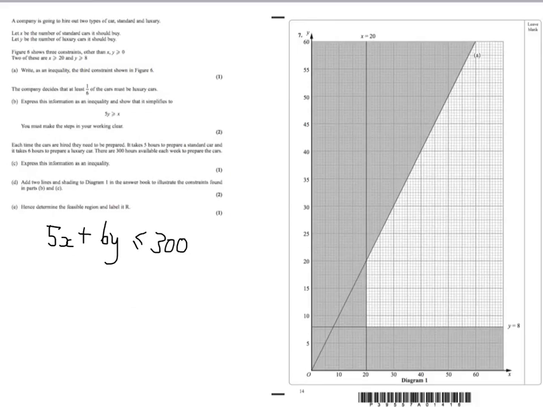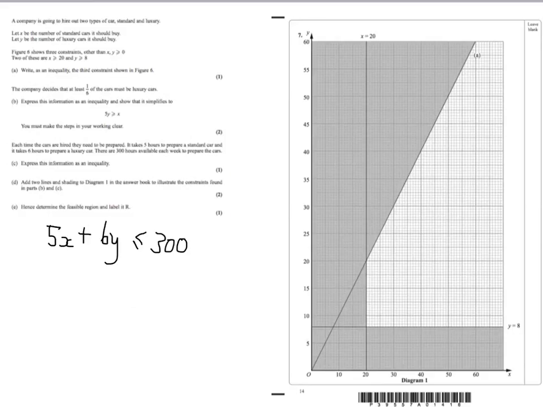Now, we've got to go on to the next part, part D, which is adding lines to the diagram to illustrate both 5x plus 6y is less than or equal to 300 and 5y is greater than or equal to x, which was in part B. So, let's think carefully about how we do this. I always like to think about it just as a normal straight line, y equals mx plus c format, and draw it on that way.